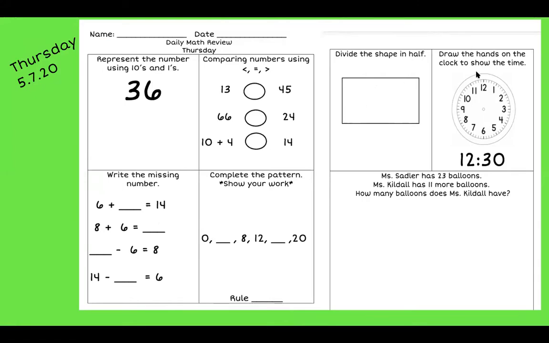Draw the hands on the clock to show the time. It's 12:30. And here we have a story problem. Miss Sadler has 23 balloons. Miss Kildall has 11 more balloons. How many balloons does Miss Kildall have? All right, pause the video and get started. Good luck.